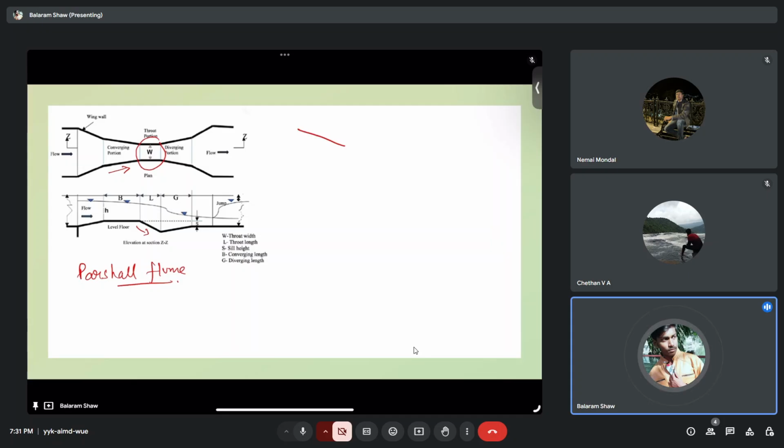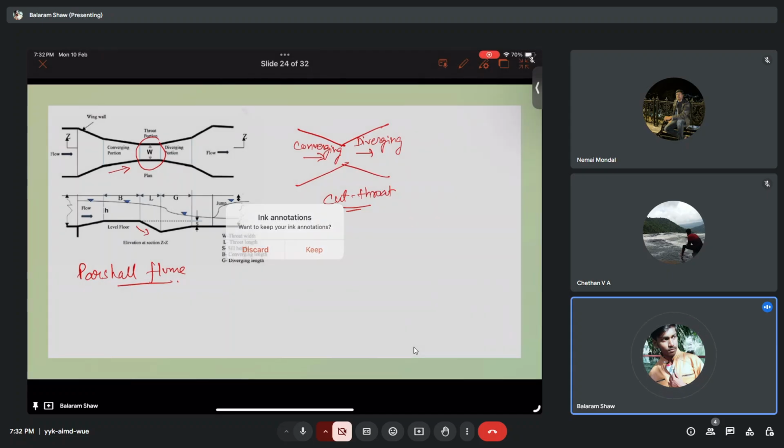Then we have cutthroat, in which it is simply like this, right? So here we have converging, then we have diverging. We don't have any throat portion in this, and that's why we call this a cutthroat flume, because the partial flume is very difficult to manufacture, and that's why this cutthroat flume came into the picture. Okay, so we'll do some questions and then we move to the slope area method.